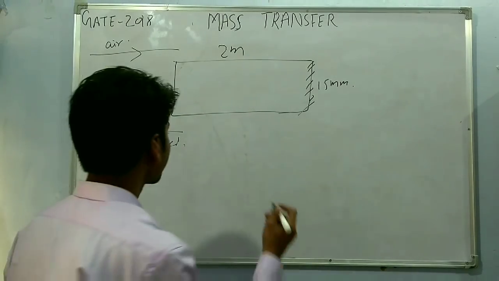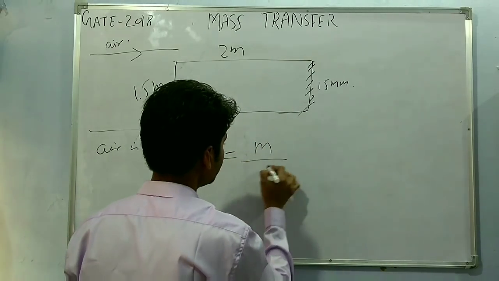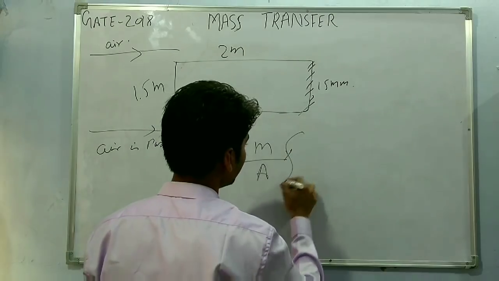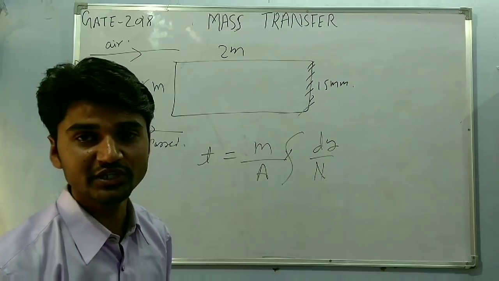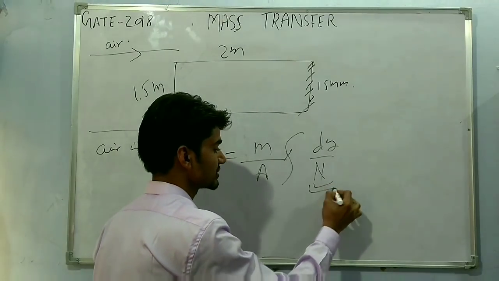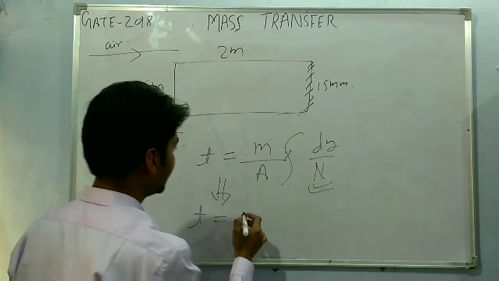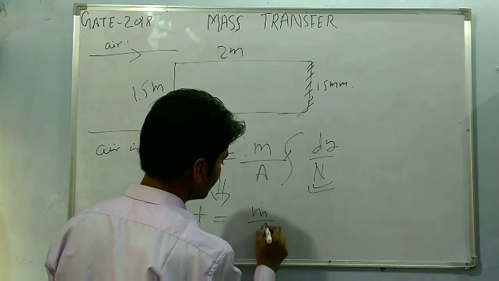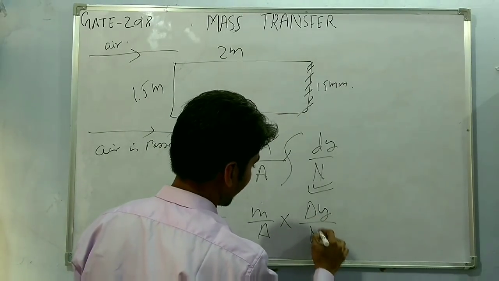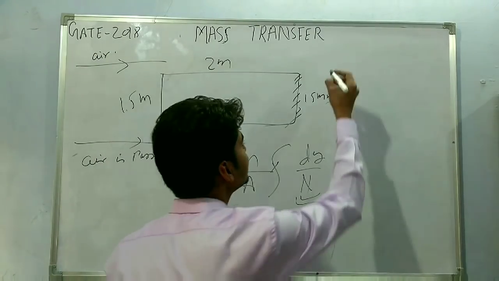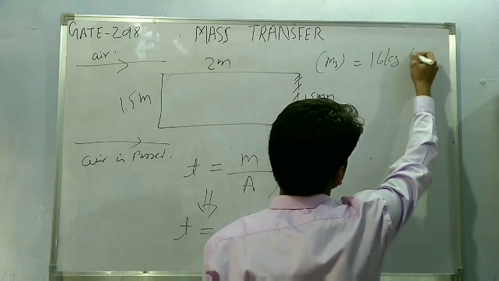As we know, the equation for rate of drying is given as ms divided by A, integral of dY by N. Now, as in the question it is given that the rate of drying is constant, so this equation can be reduced to T equals m divided by A, delta Y by N. What we have been given is the mass of solid, 16 kg.